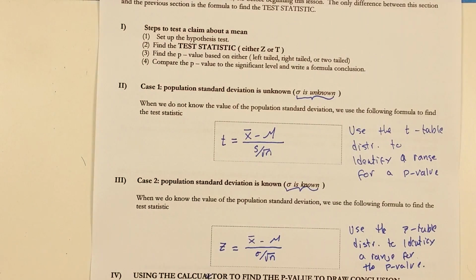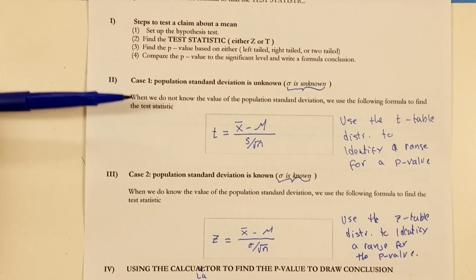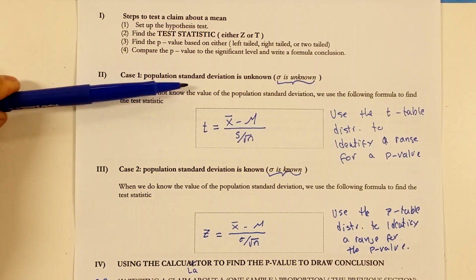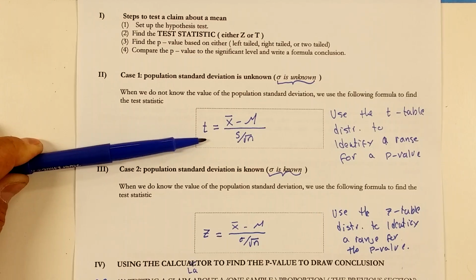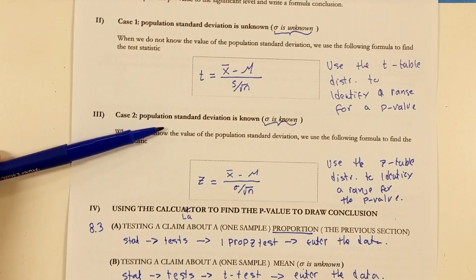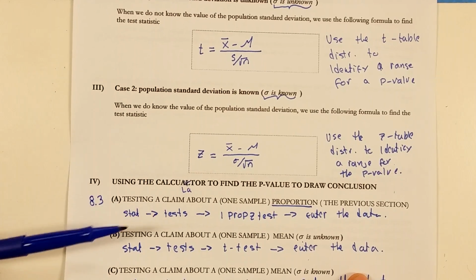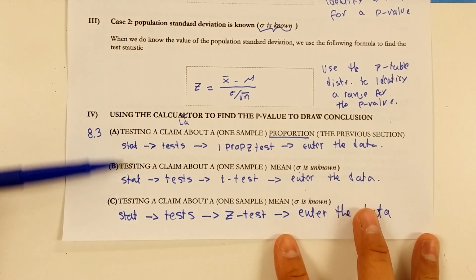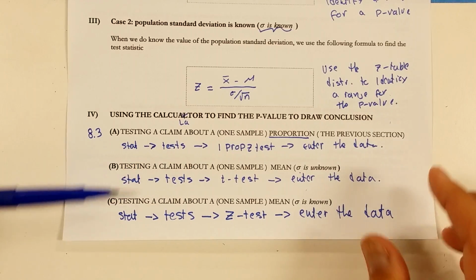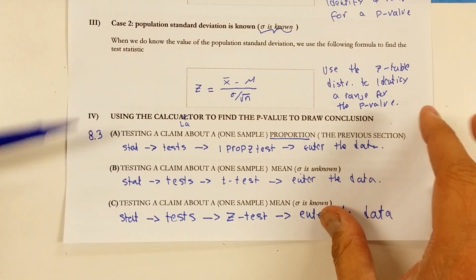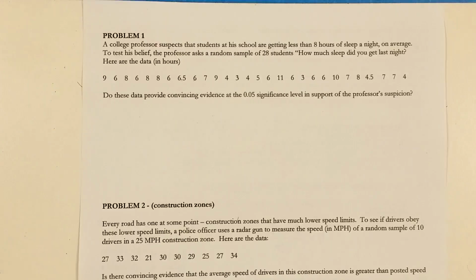A couple of things that are different, so make sure you pay attention. If you don't know your population standard deviation, then use a t-distribution. If you do know your population standard deviation, then use a z-distribution. And these are the calculator steps if you're allowed to use a calculator to find the p-value and draw a conclusion. All right, so let's take a look at a couple of examples.